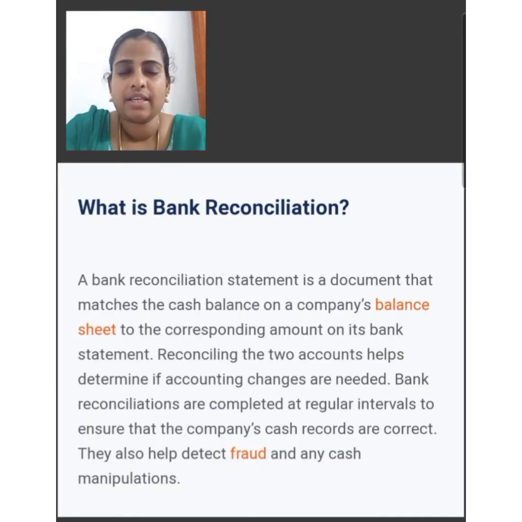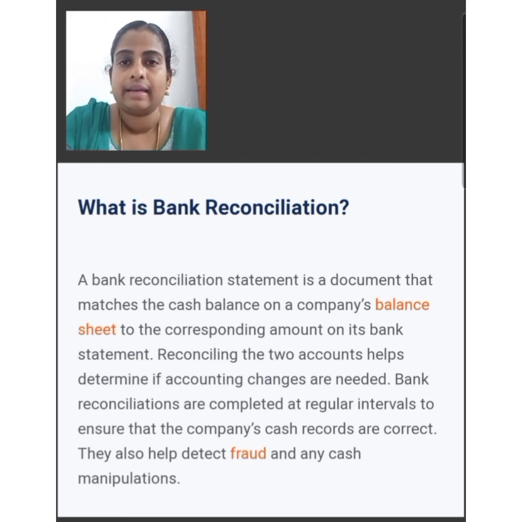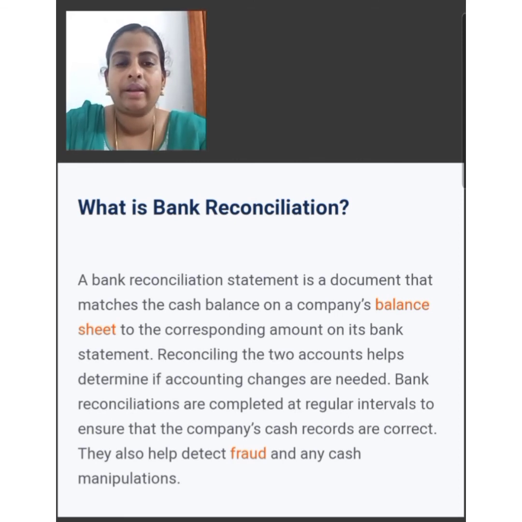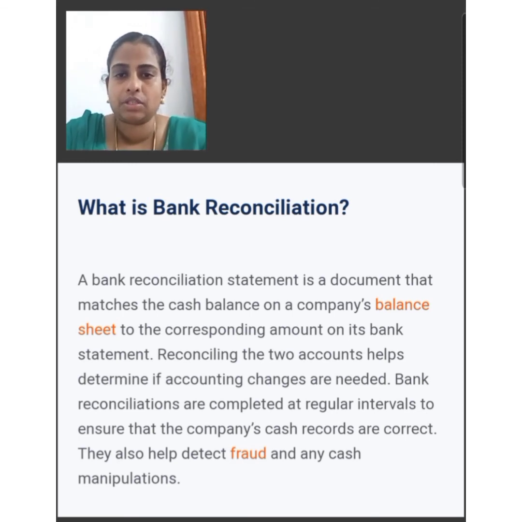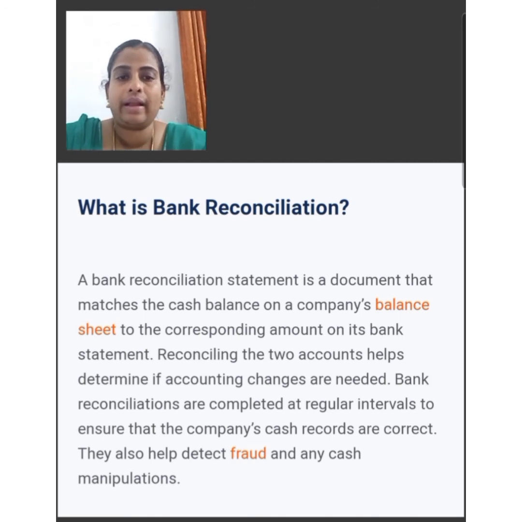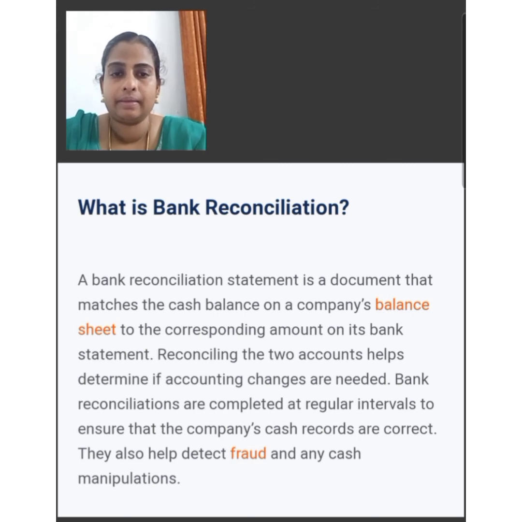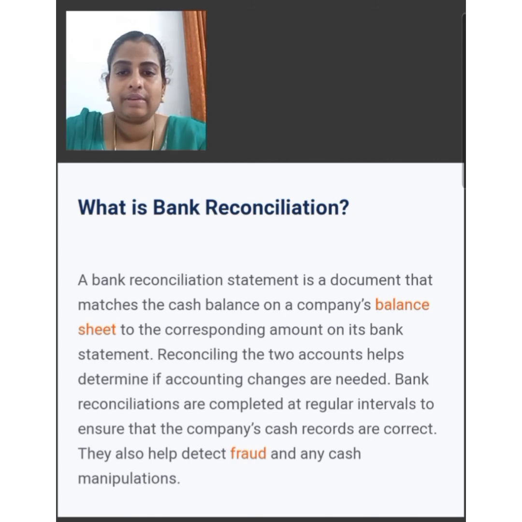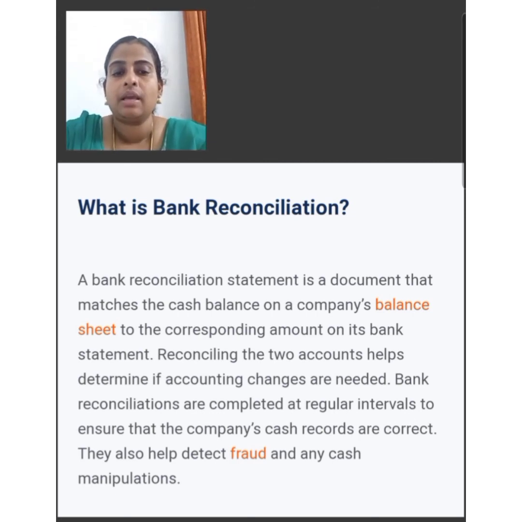What is a bank reconciliation statement? A bank reconciliation statement is a document that matches the cash balance on a company's balance sheet to the corresponding amount on its bank statement. Reconciling the two accounts helps to determine if accounting changes are needed. Bank reconciliations are completed at regular intervals to ensure that the company's cash records are correct. They also help to detect fraud and any cash manipulations.